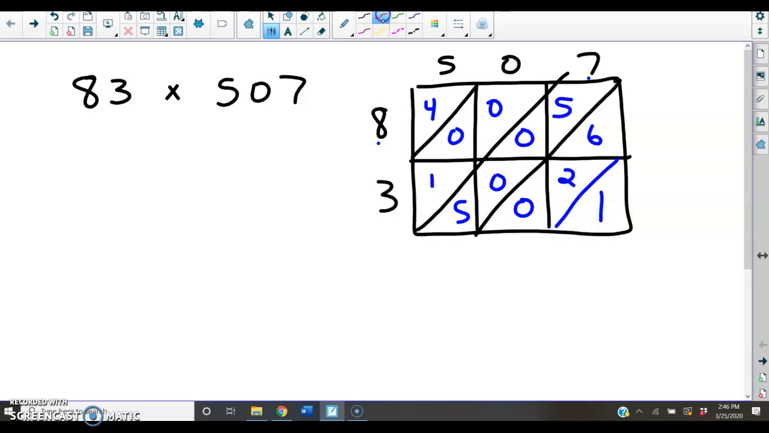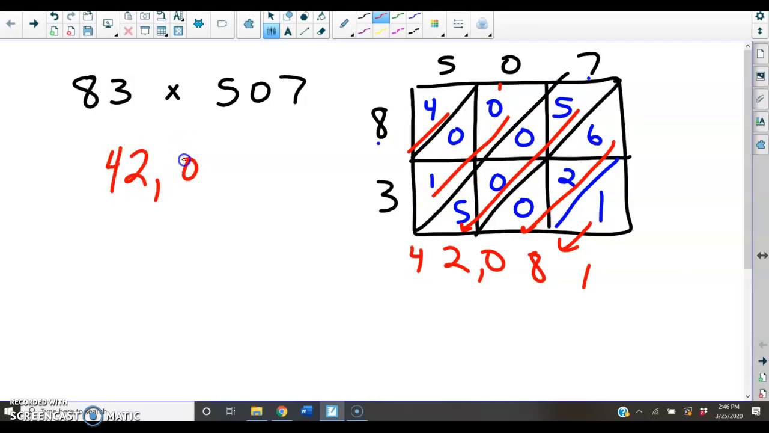And then remember how we added the numbers in the diagonal. So the first one is a 1. And then these numbers totaled 8. These totaled 10. So here we have to carry like we learned in an elementary algorithm. And then this was 2, and then the 4 was by itself. So the product was 42,081. Okay, grab a calculator, check. I don't think I made a mistake, but I might have.